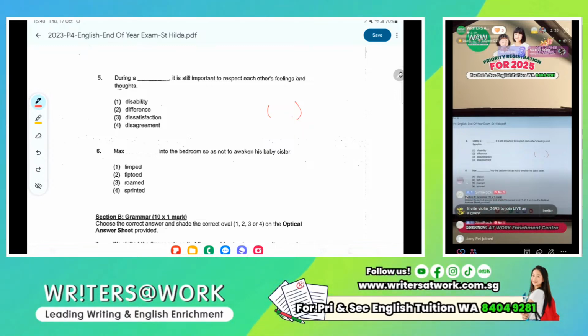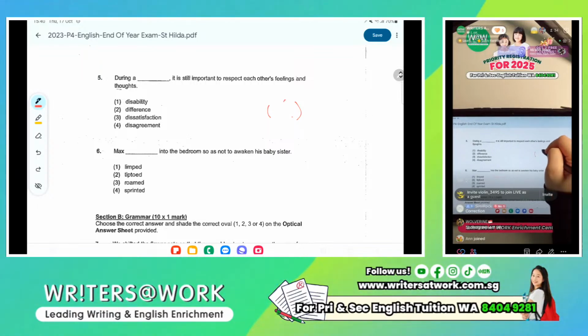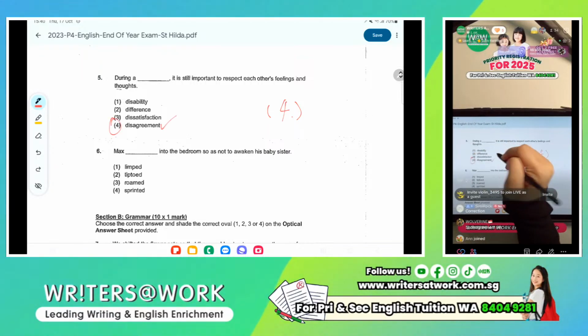Okay, so is it 4-2 correction? Right, 3-4-2. Wow, there is a lot of difference in the answers over here. Question number 5, during a blank, during a disagreement, yes. Okay, disagreement is the correct one.